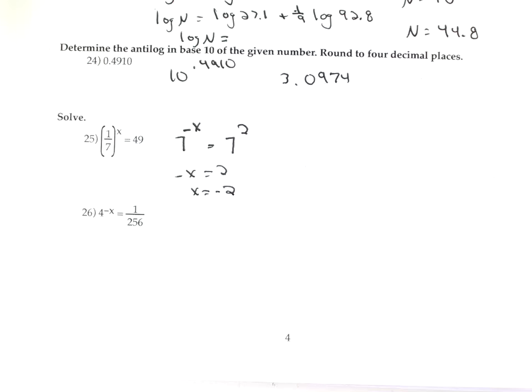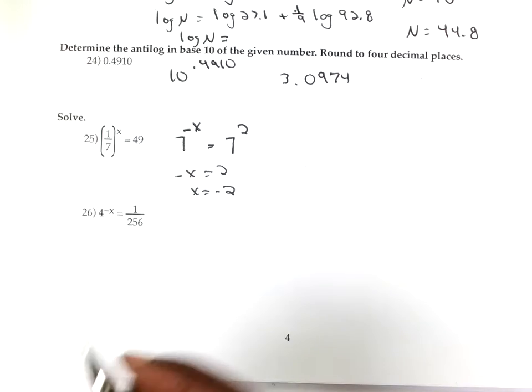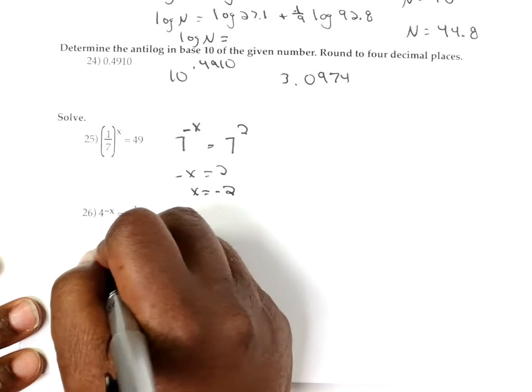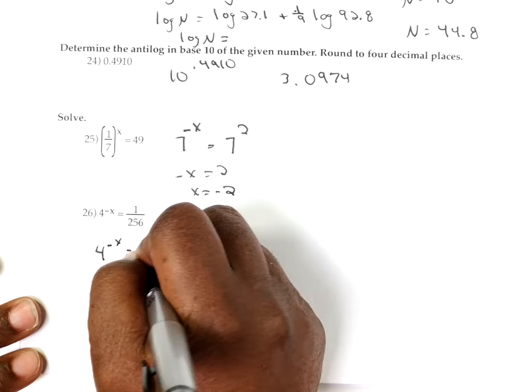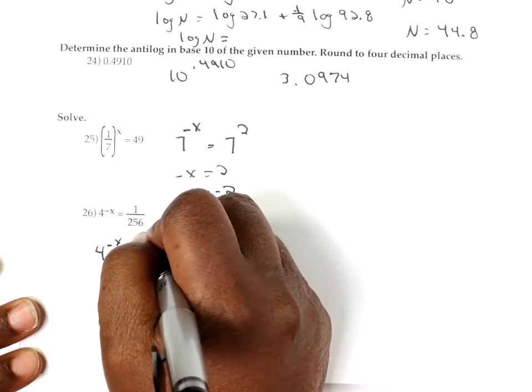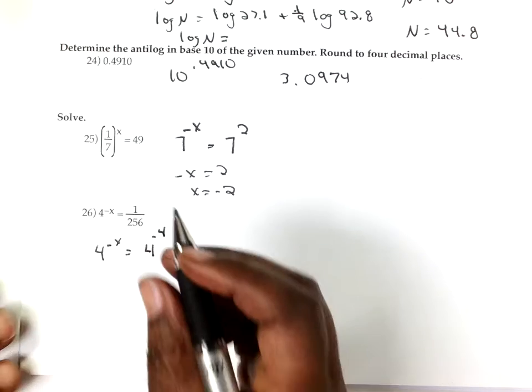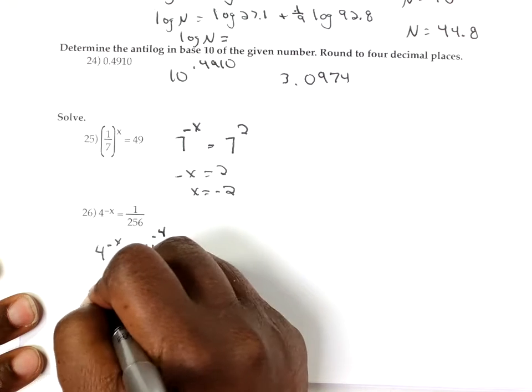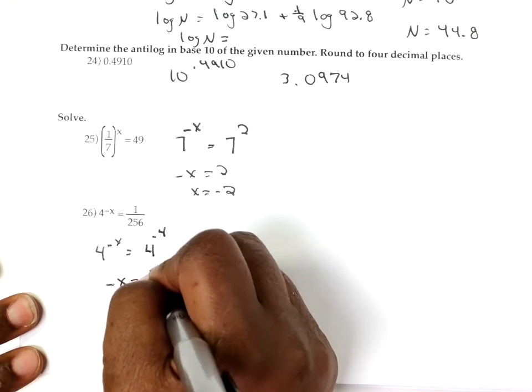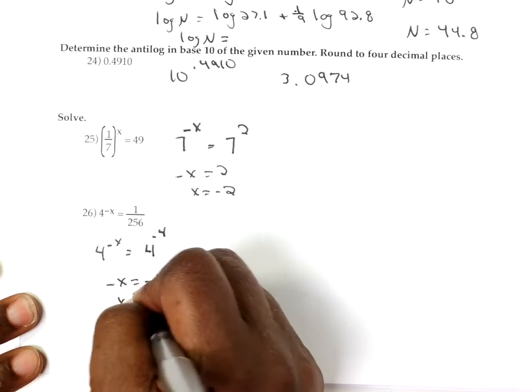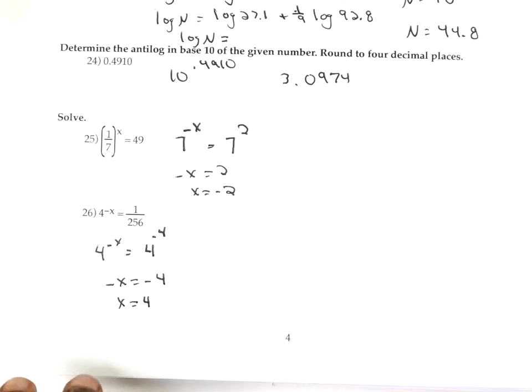26, again, I can do the bases. And I actually went and got a calculator, so I can do this out. So 4 to the negative x, and 256 is 4 to the 4th, and because it's on the bottom, it's 4 to the negative 4. So again, now their bases are the same. I get negative x is equal to a negative 4, so x is equal to 4.